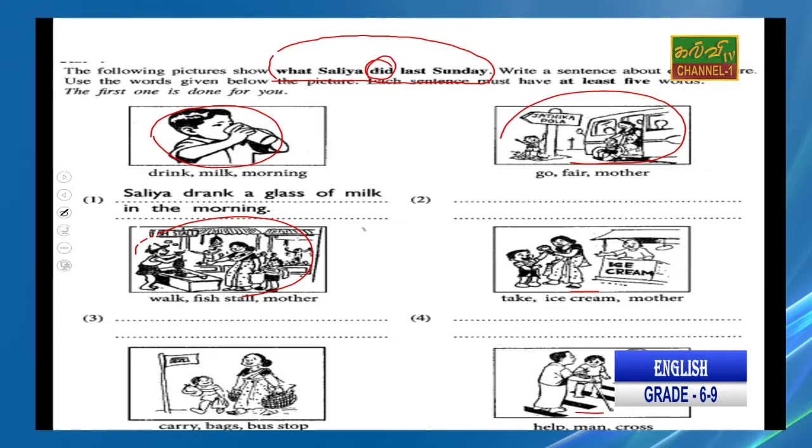Write a sentence about each picture. Use the words given below the picture. Each sentence must have at least five words. So each sentence should have at least five words, minimum. I expect that from you. You should consider at least five words for this question.